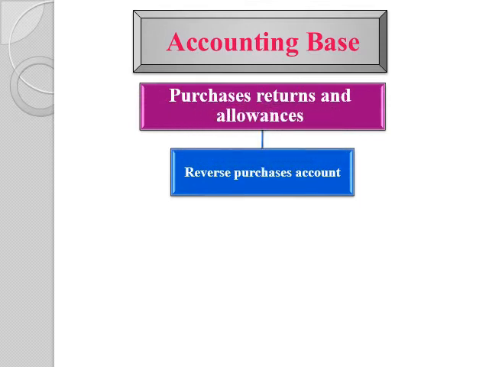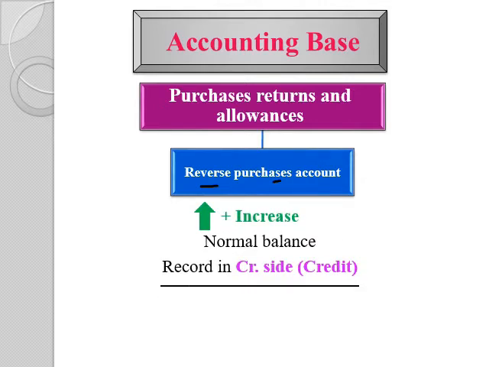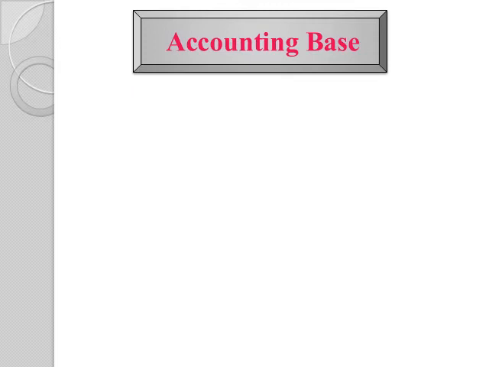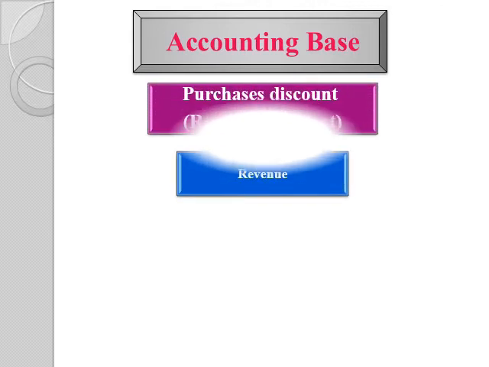Purchases return and allowances, مردودات ومسموحات. Purchases returns and allowances reverse the purchases account. Purchases normal balance debit. Return and allowance reverse, يعني عكس الأكونت. Purchases debit, so returns and allowance credit, so record in the credit side. Normal balance credit for returns and allowance purchases.